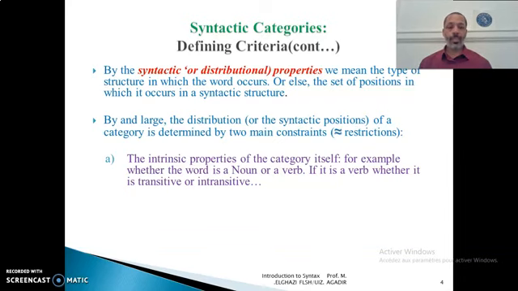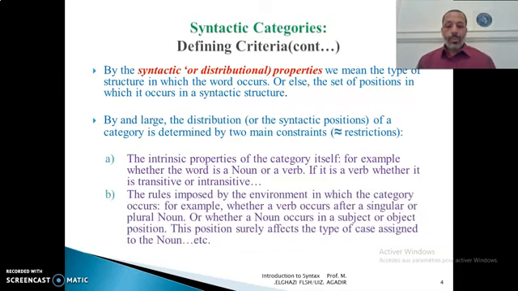So if the word is a noun, it has a different distribution from a verb. And if a verb is transitive or intransitive, it also occurs in different structures. The second criterion which restricts the distribution of words in a structure is the rules imposed by the environment in which the category occurs. For example, whether a verb occurs after a singular or a plural pronoun, or whether a noun occurs in a subject or an object position.